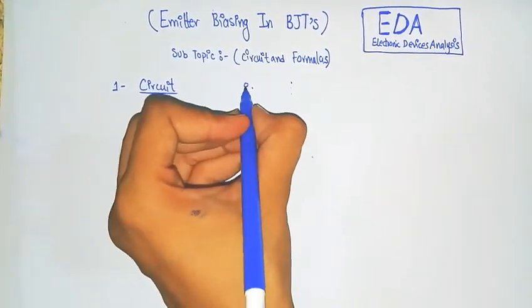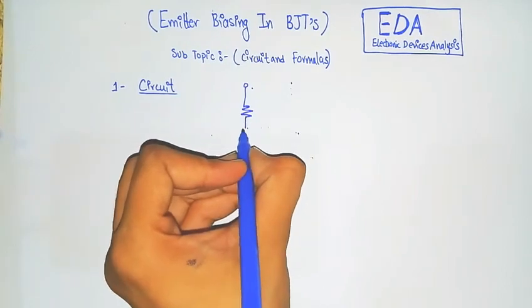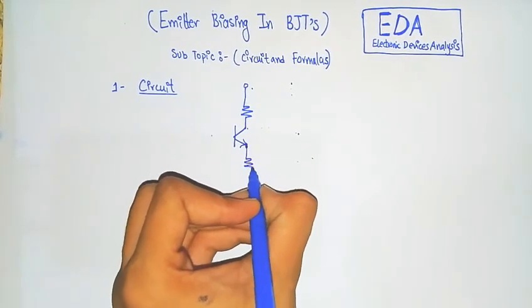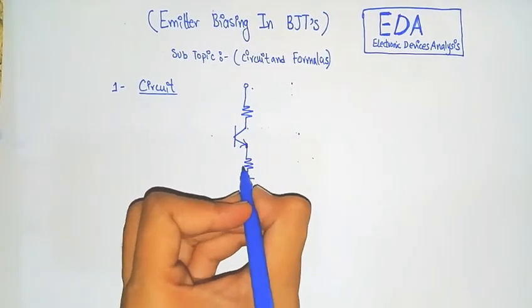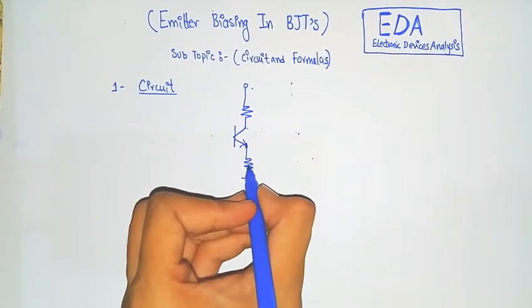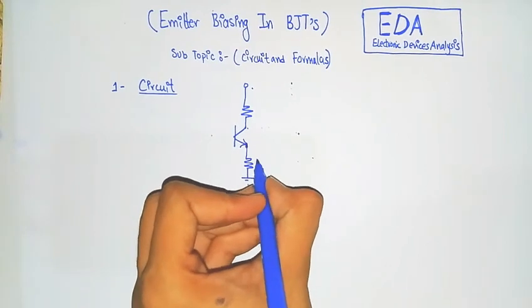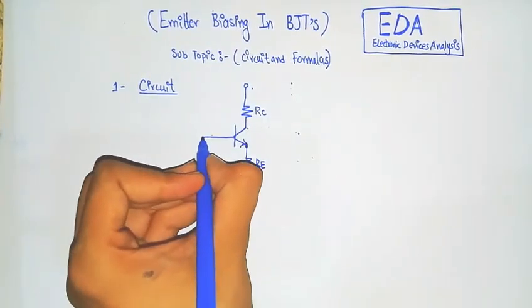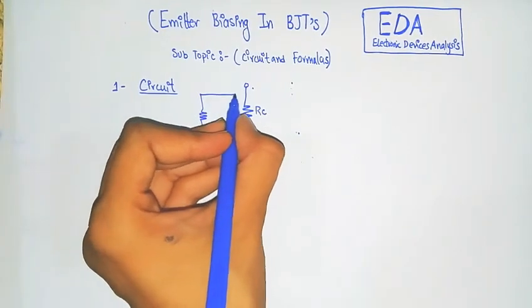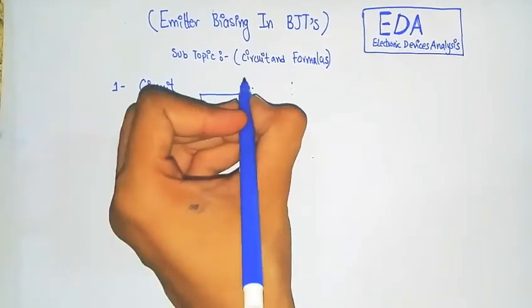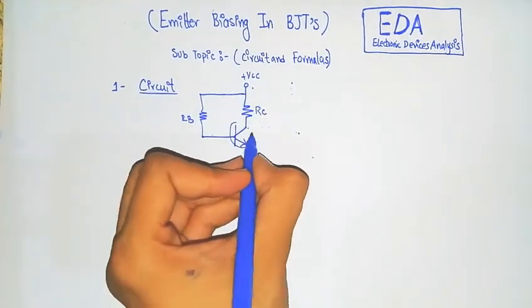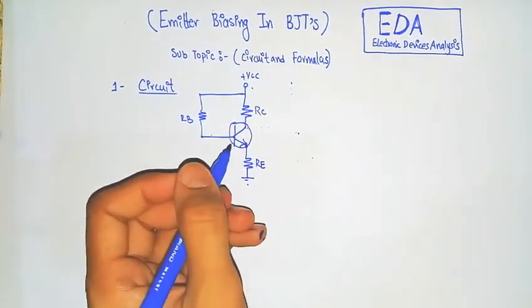The circuit of the emitter biasing looks approximately similar to the fixed biasing circuit. In fixed biasing there is no resistance RE present over there, but in emitter biasing there will be a resistance RE, and there will be a resistance RC and a resistance RB, and there will be a voltage VCC. So this will be the emitter biasing circuit.